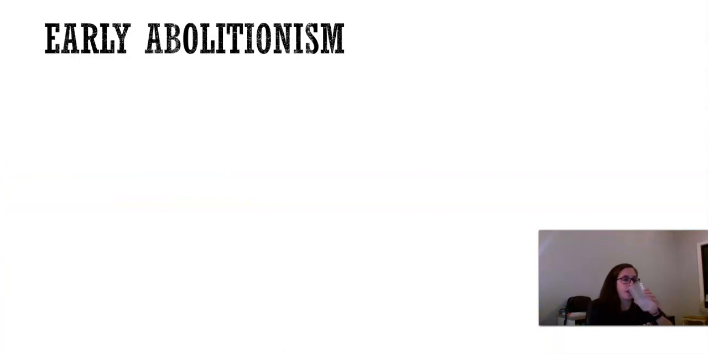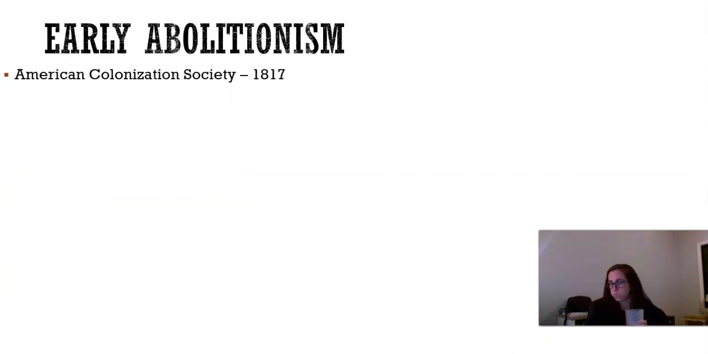Okay, so what did abolition look like? Some different thoughts and some different strategies. American Colonization Society. Okay, so this is 1817. It's not a date for you to know, but if you think about the time of that, this is an interesting idea. Their belief was to send blacks back to Africa, and they actually created a new country, Liberia.